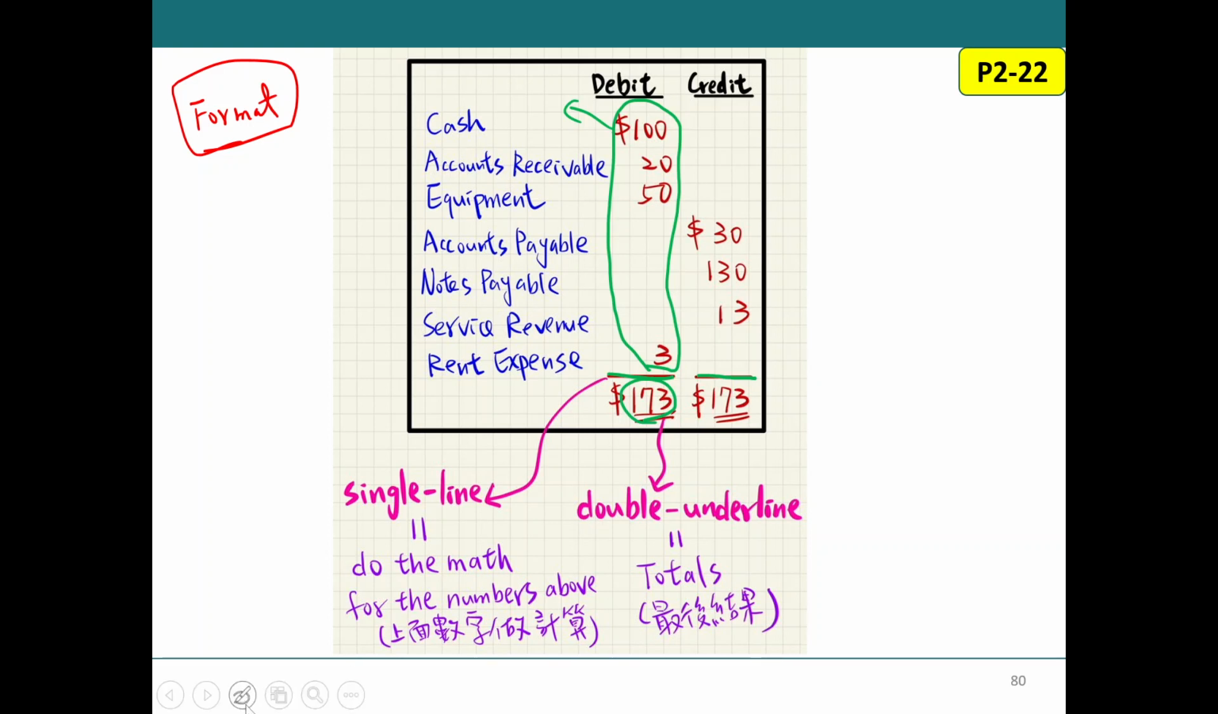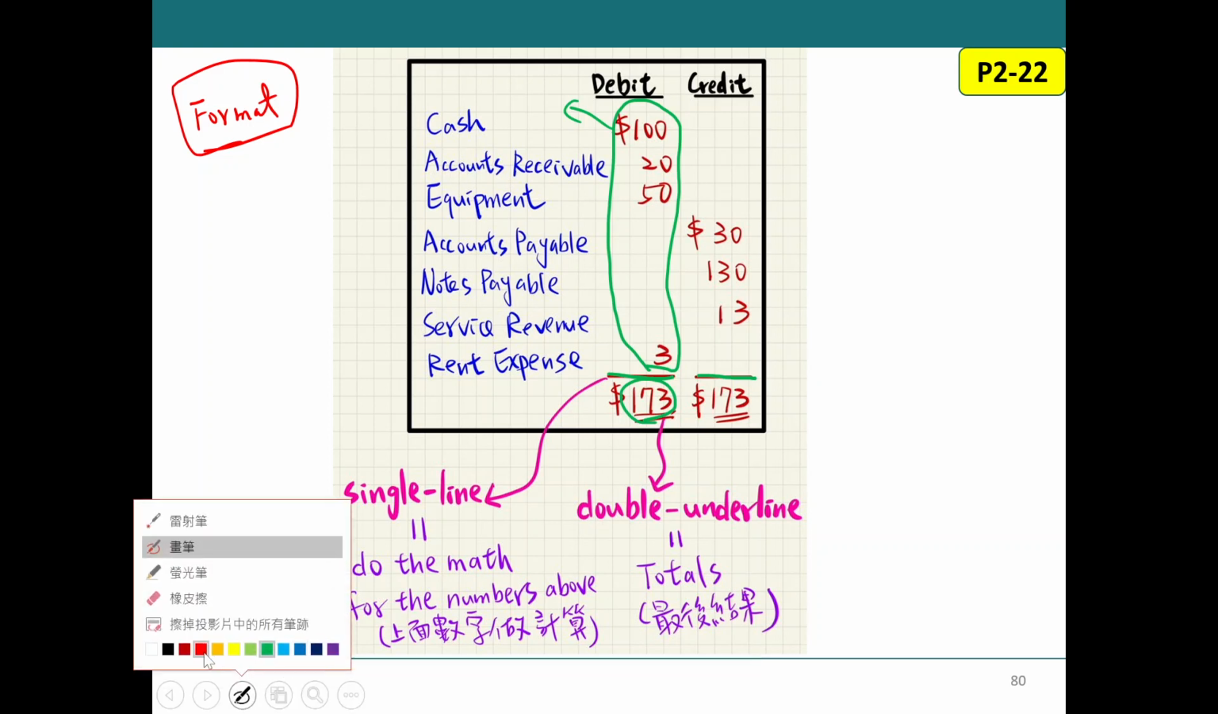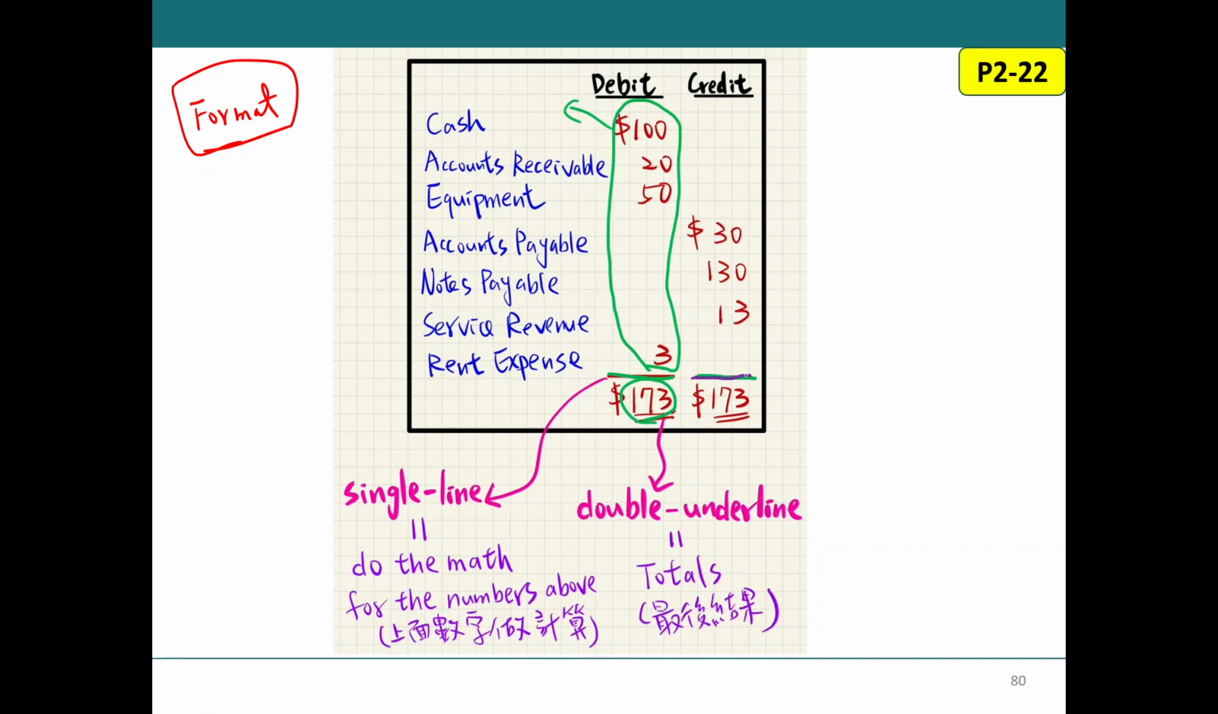Any number above the single line like this, we will do some math. So 30 plus 130 plus 13. Yeah, so I got the final number 173.